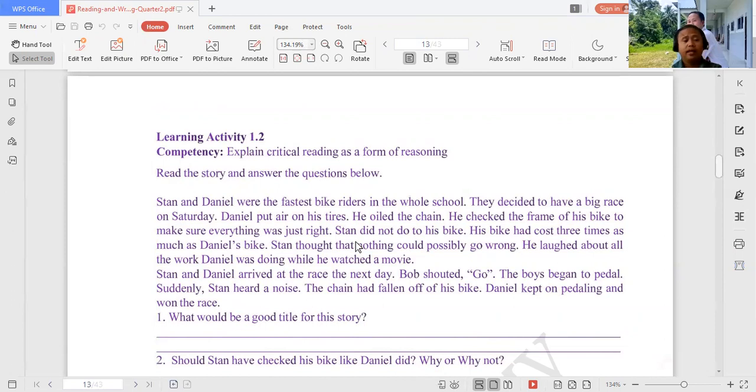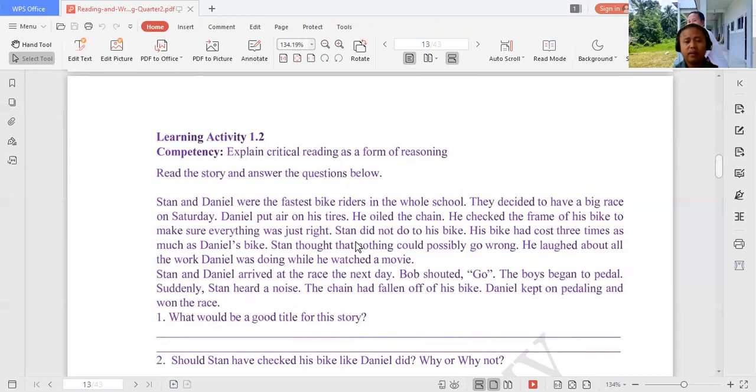Stan and Daniel were the fastest bike riders in the whole school. They decided to have a big race on Saturday. Daniel put air on his tires. He oiled the chain. He checked the frame of his bike to make sure everything was just right. Stan did not do that to his bike. His bike had cost 3 times as much as Daniel's bike. Stan thought that nothing could possibly go wrong. He laughed about all the work Daniel was doing while he watched a movie.